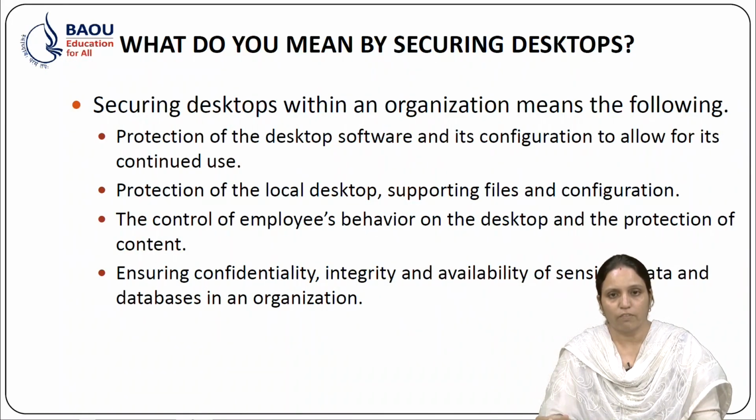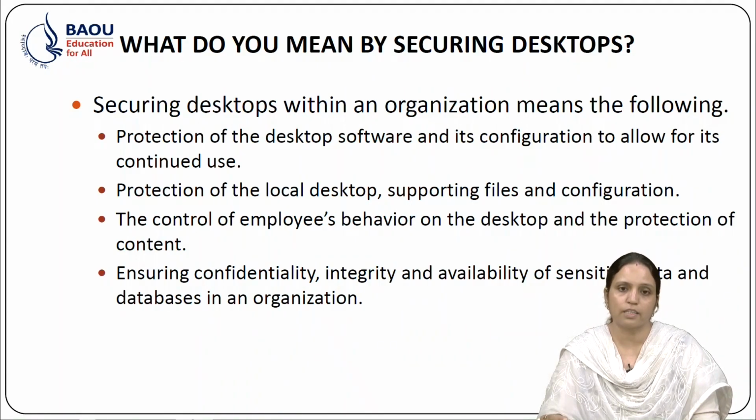So during the configuration of the software, you are required to protect your desktop system. Then protection of the local desktop, like supporting files and configuration. Then the control of employees' behavior on the desktop and the protection of the content. Then ensuring confidentiality, integrity and availability. These three terms are most essential for security terminology: confidentiality, integrity and availability of sensitive data and databases in an organization. So these three things are required to be maintained in any organization for securing the desktop.